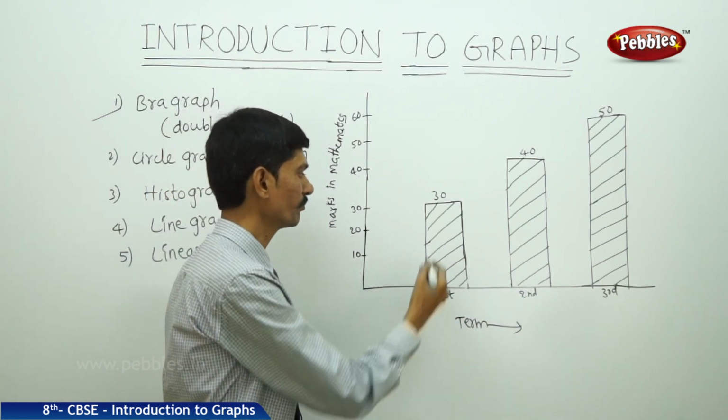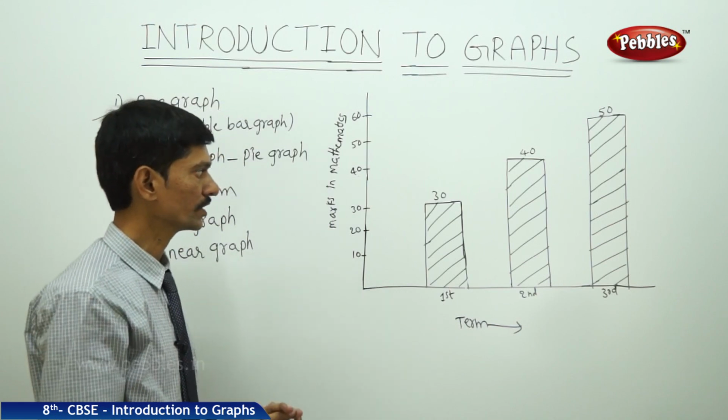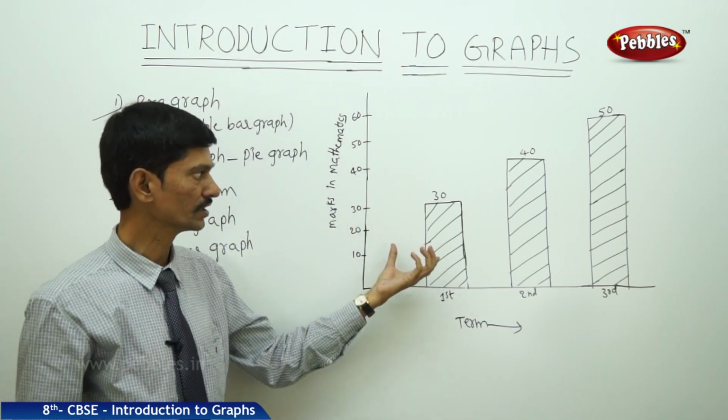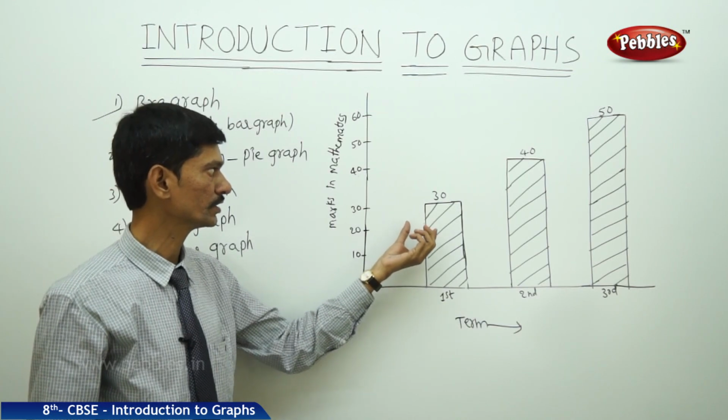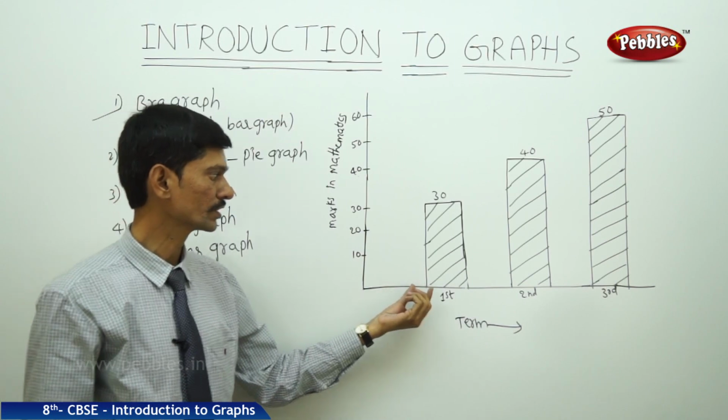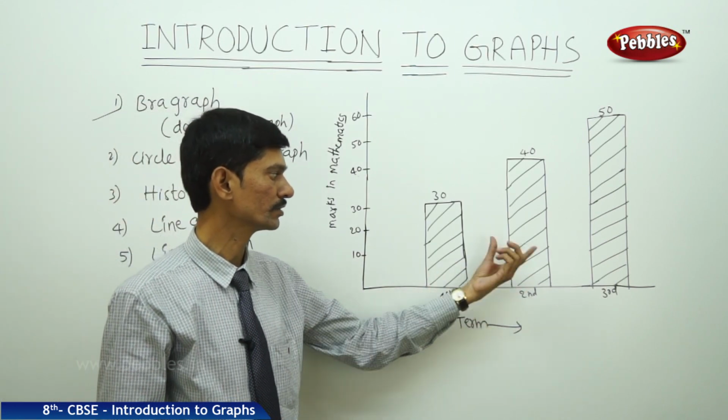Now we can compare whether the marks of the student are increasing or decreasing. We can easily say that the marks of the student in mathematics are increasing, when you compare from first term to second term or second term to third term.